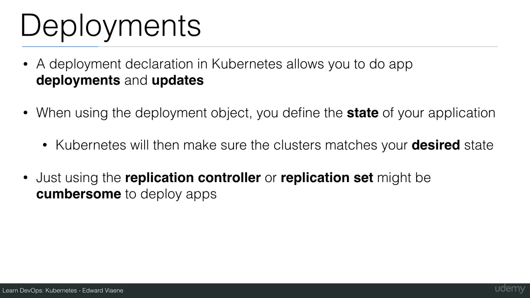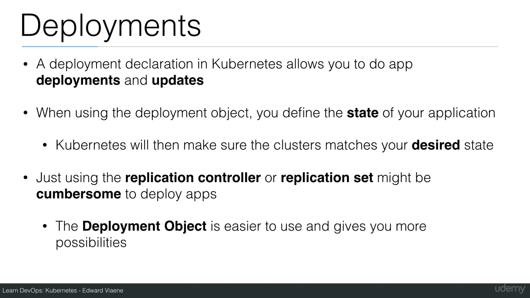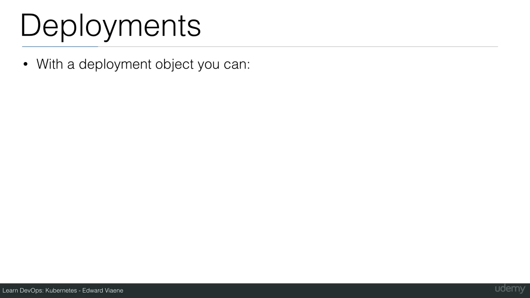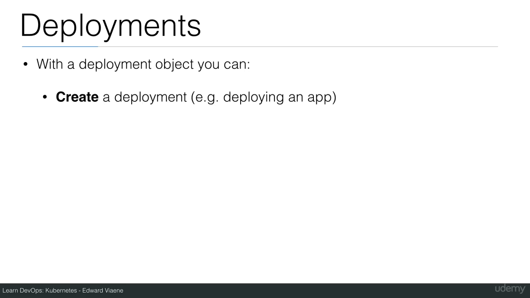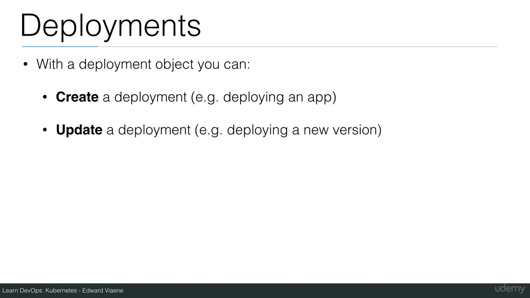That's why just using the replication controller that we saw earlier or the replication set might be cumbersome to deploy apps. So those two things might not be fit to deploy your apps. It would just be too much manual work to then do updates and rollbacks and so on. The deployment object is much easier to use and gives you more possibilities. So what are those possibilities? With a deployment object, you can create a deployment, for instance, just deploying an app, or update a deployment, deploying a new version of your app.